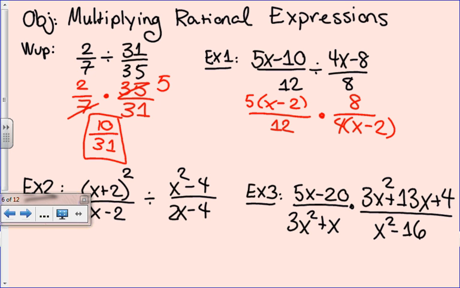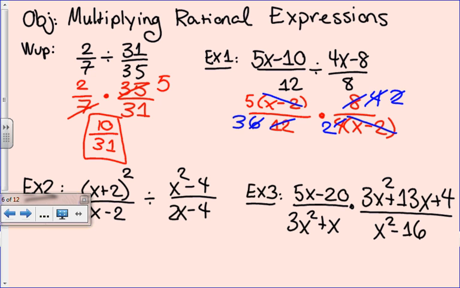What are things that you notice will cross off? The x minus 2 is gone. Boom. What else? Talk to me about numbers. 8 and 12. Divide by 2. Okay, so I have 4 and I have 6 now. Divide by 2 again. 2 and 3. What else? The 2 and the 4. 2 goes into the 4.